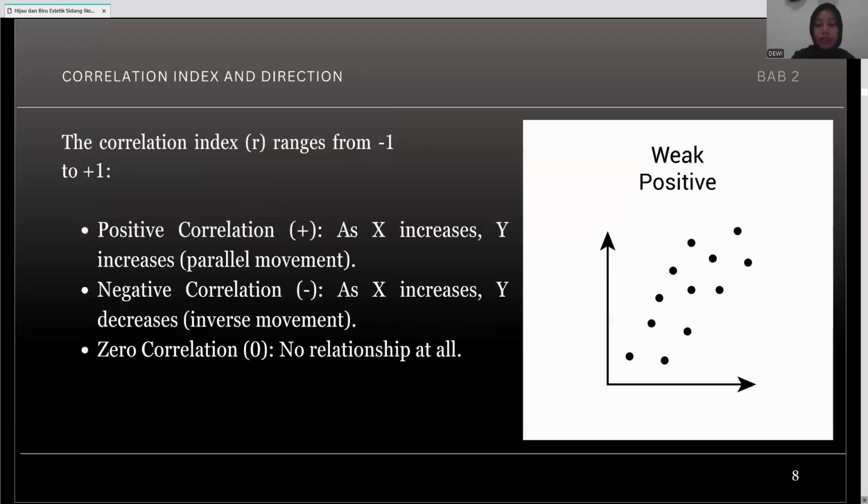Okay, next. Correlation index and direction. The correlation coefficient, symbolized as r, ranges from -1 to +1. Positive means both variables increase together. Negative means one increases while the other decreases. Zero means there is no relationship at all. Okay, next.